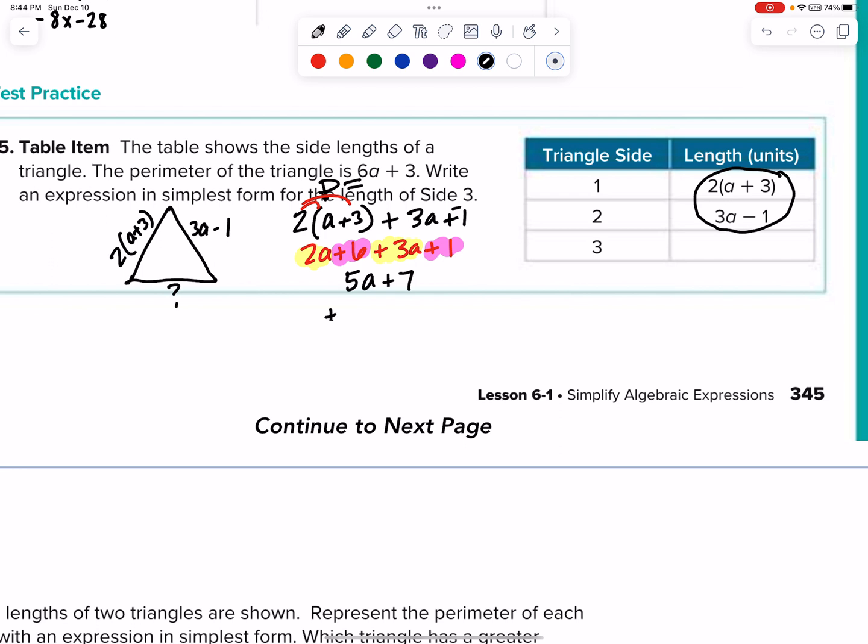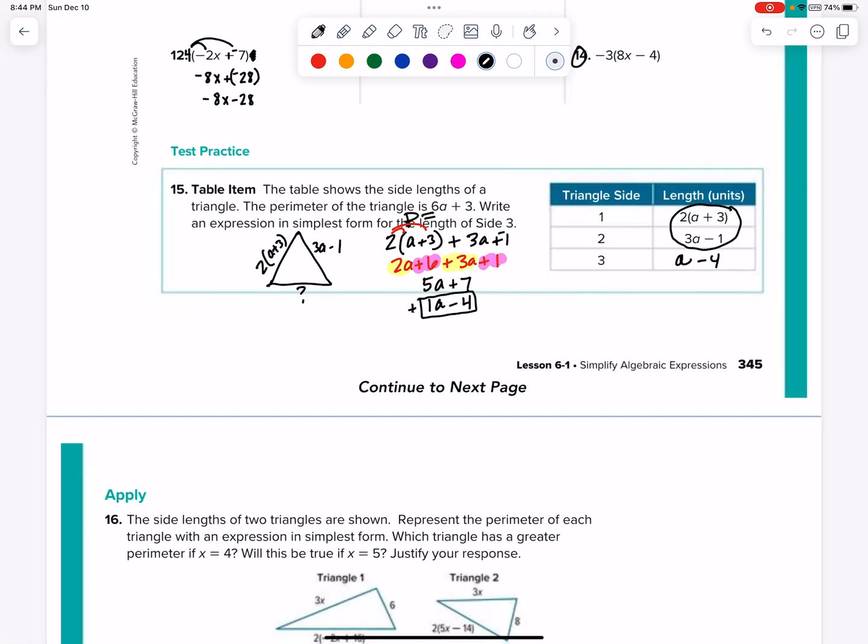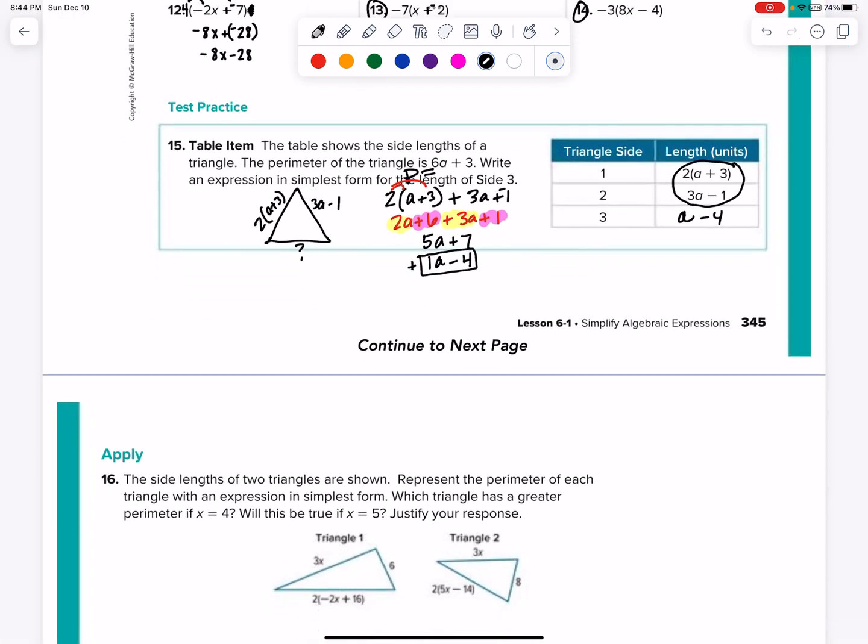Well, if I added 1a, that would get me my 6a. And I end up with a 3, so I'm going to have a negative here. So how do I get to a 3? Well, 7, 6, 5, 4, 3. So I must have a negative 4. And so here is my third side, just a minus 4. So if I joined all those together, I would end up with a grand total of 6a plus 3. All right, so there's my work for that.